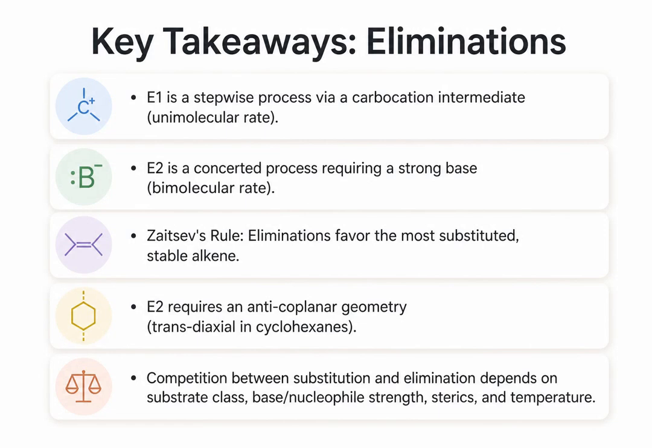To wrap up our discussion on alkyl halides and their reactions, remember these key points. E1 is a stepwise elimination that goes through a carbocation, while E2 is a concerted elimination driven by a strong base. Both pathways generally follow Zaitsev's rule, favoring the most substituted alkene. However, E2 has strict stereochemical requirements, demanding an anti-coplanar arrangement, which translates to a trans-diaxial requirement in cyclohexane rings. Finally, always analyze the substrate, the reagent, and the temperature to predict whether substitution or elimination will win out.